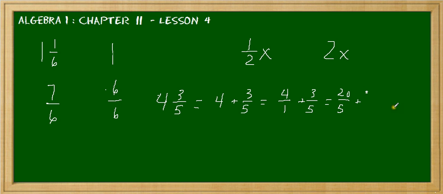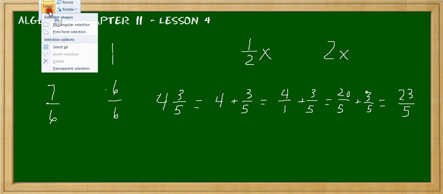Ran out of room here. 3/5. So what happens? We can add the 20 and the 3 together, and we end up with 23/5. Okay? By reasoning in the same way that we have in this example, we can express the sum or the difference of any polynomial and a fraction as a single fraction. So let's take a look over here at example number 2. I'll clear the board up, and we'll move along.